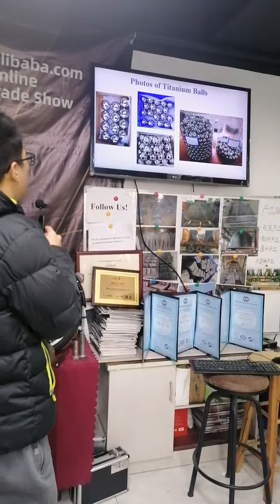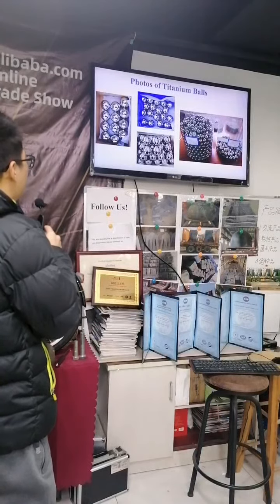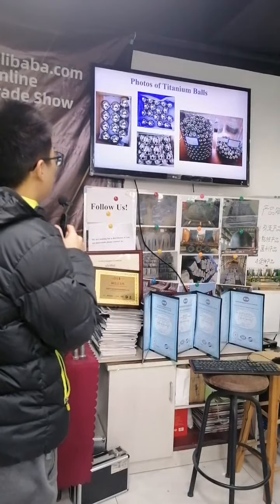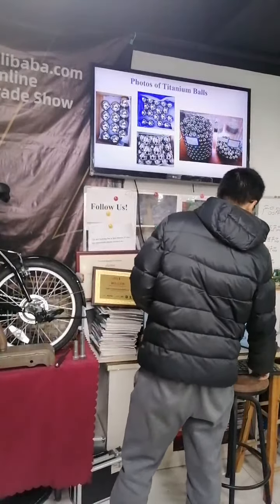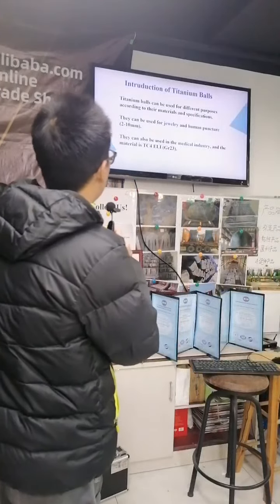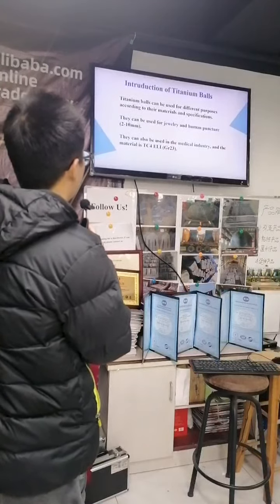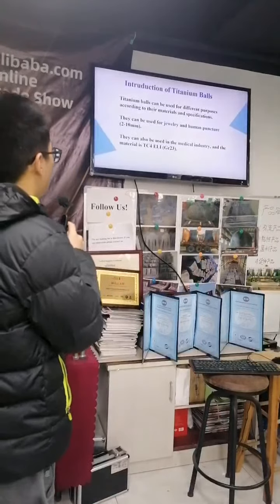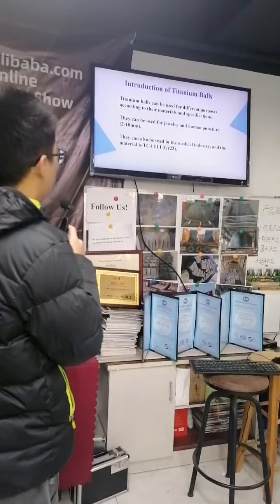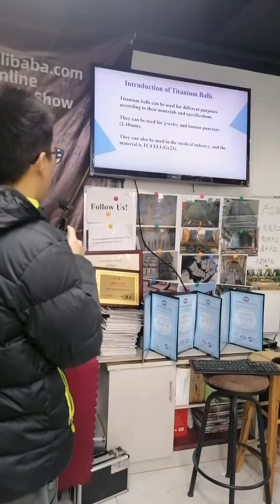These are photos of titanium balls. You can clearly see the diameter and specifications of these balls. And its shining color. Titanium balls can be used for different purposes according to their materials and specifications. They can be used for jewelry and human piercing, about 2 to 10 millimeters. They can also be used in the medical industry. And the material is TC4, ELI GR23.